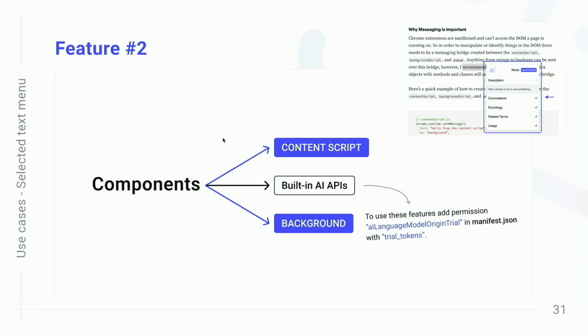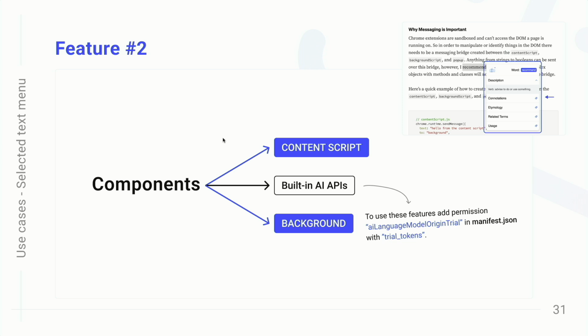So in order to do that, I will use three components. I will use the content script to select this content and showcase the options to the user. I want to use the built-in AI APIs from the browser, so I don't need to actually call any APIs for real, but just the ones in your browser. And I want to execute something in the background, because the background is the one that has the option to communicate with these built-in AI APIs.